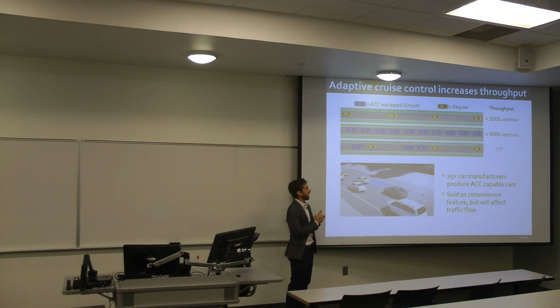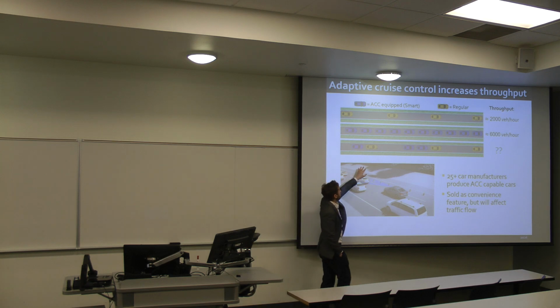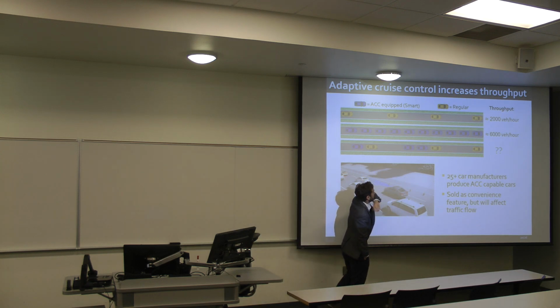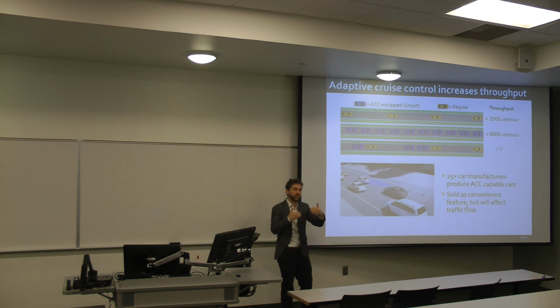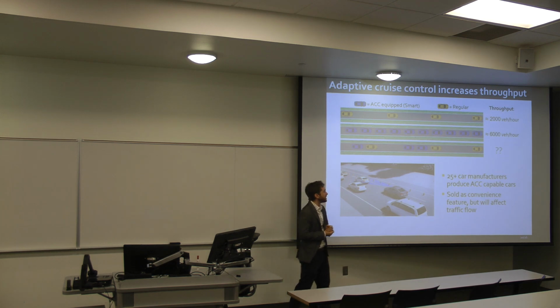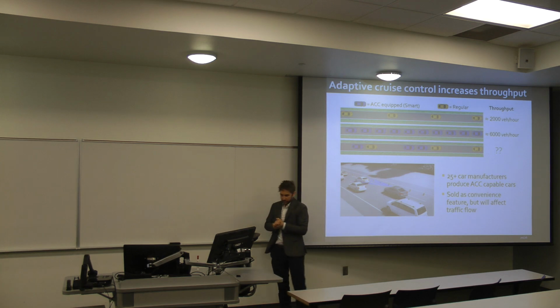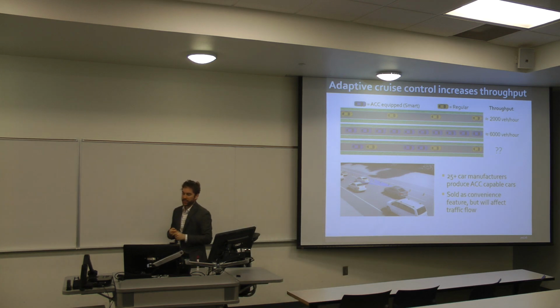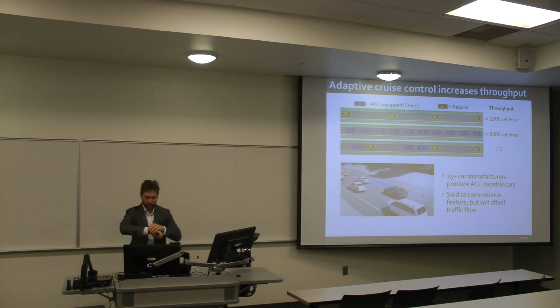Right? And you can imagine it manifesting itself in this way. You can imagine having regular driven cars, these orange cars, then having platoons of adaptive cruise controlled vehicles behind them, right? And then you ask yourself, okay, how does this affect the throughput of the network? How should we expect this to change the traffic behavior that we experience?